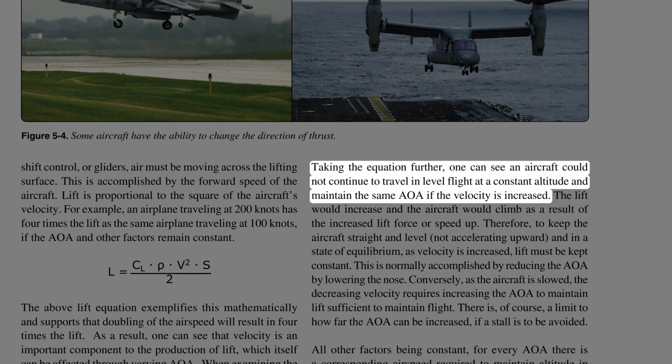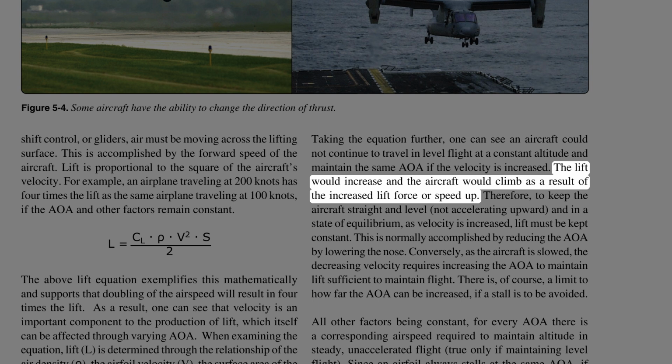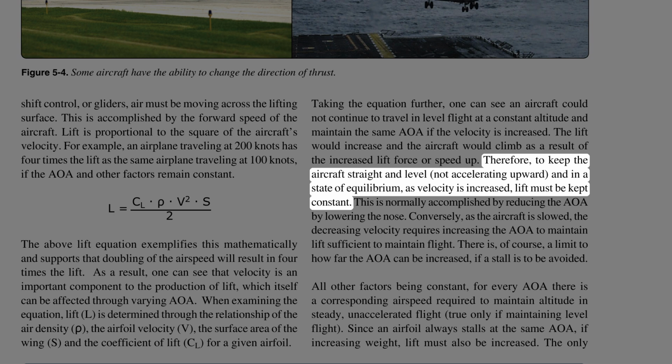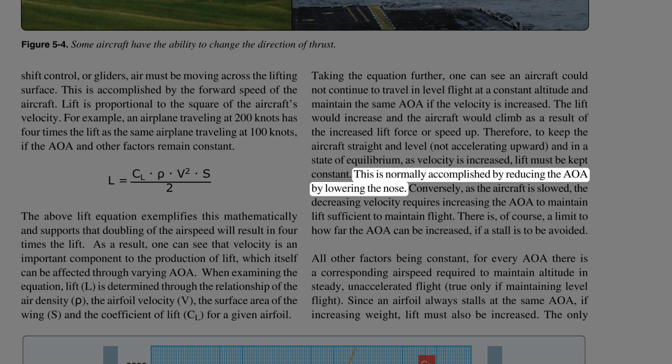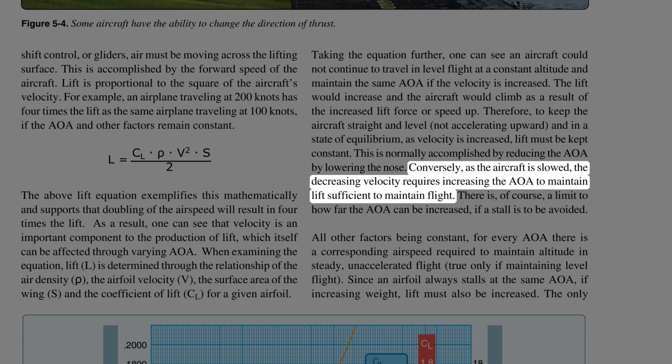Taking the equation further, one can see an aircraft could not continue to travel in level flight at a constant altitude and maintain the same AOA if the velocity is increased. The lift would increase and the aircraft would climb as a result of the increased lift force or speed up. Therefore, to keep the aircraft straight and level, not accelerating upward, and in a state of equilibrium, as velocity is increased, lift must be kept constant. This is normally accomplished by reducing the AOA by lowering the nose. Conversely, as the aircraft is slowed, the decreasing velocity requires increasing the AOA to maintain lift sufficient to maintain flight.